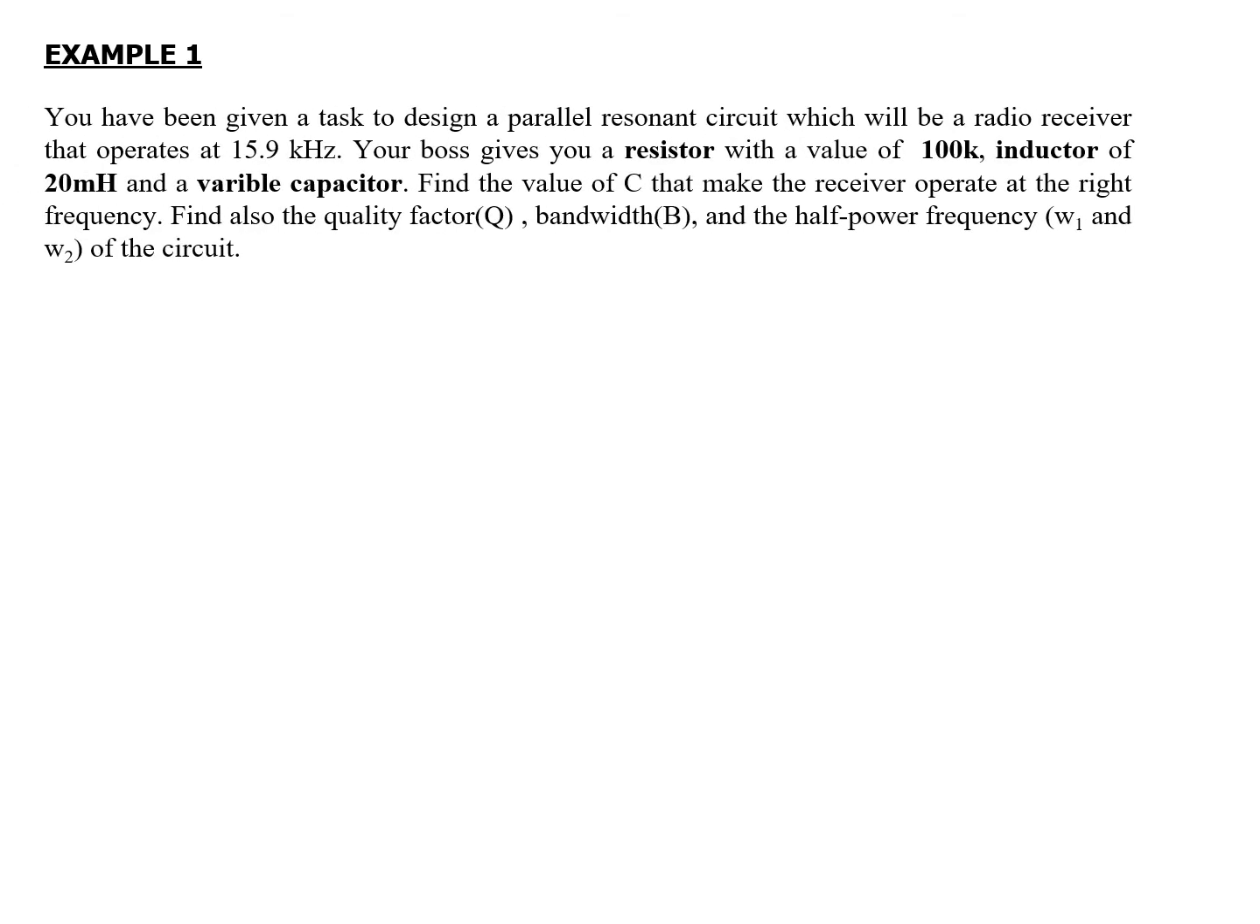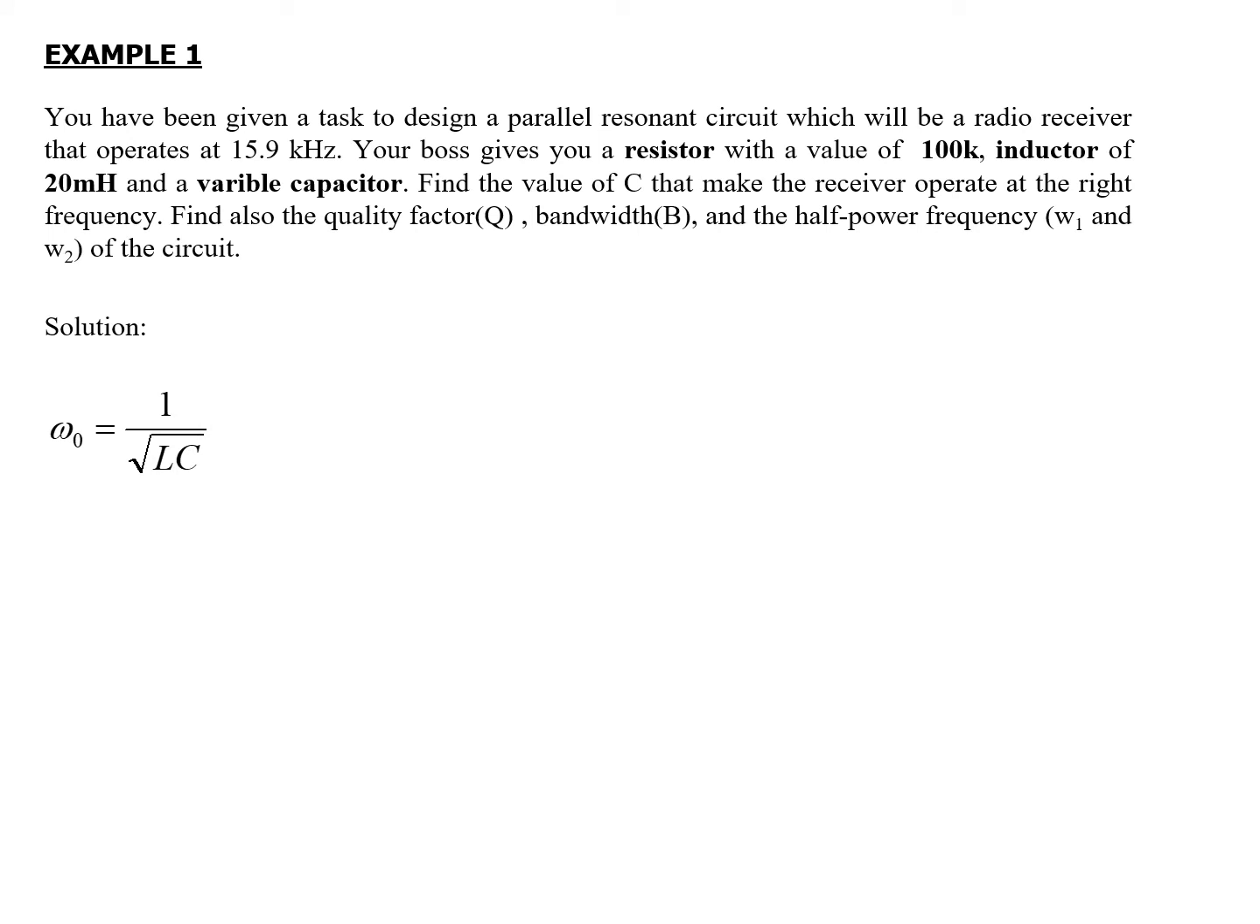Let's look at an example. You are given a task to design a parallel resonance circuit which will be a radio receiver that operates at 15.9 kHz. Your boss gives you a resistor with a value of 100 kΩ, an inductor of 20 mH, and a variable capacitor. Find the value of C that makes the receiver operate at the right frequency. Find also the quality factor Q, bandwidth B, and the half power frequencies ω1 and ω2 of the circuit.